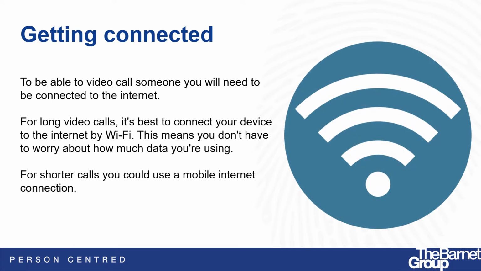Getting connected. To be able to video call someone, you will need to be connected to the internet. For long video calls, it's best to connect your device to the internet by Wi-Fi. This means you don't have to worry about how much data you're using. For shorter calls, you could use a mobile internet connection.